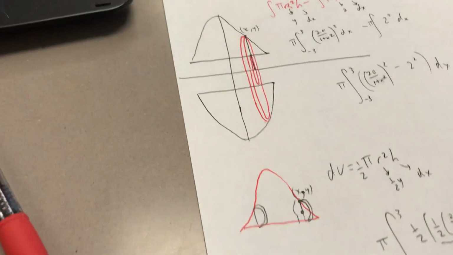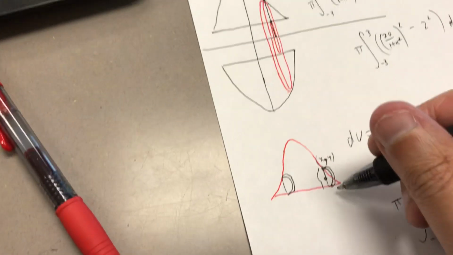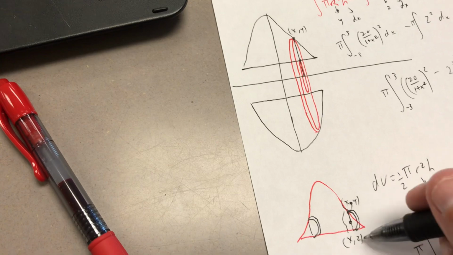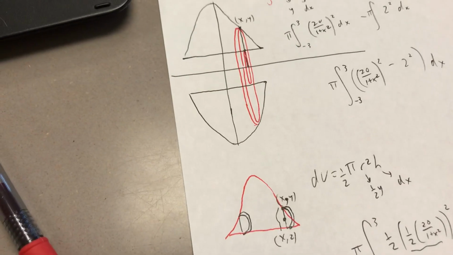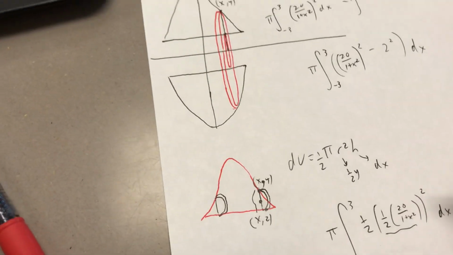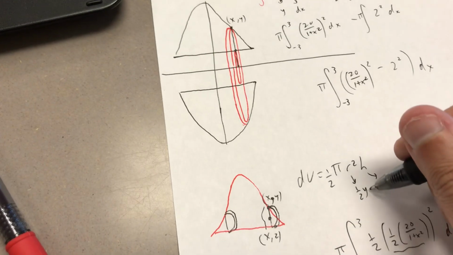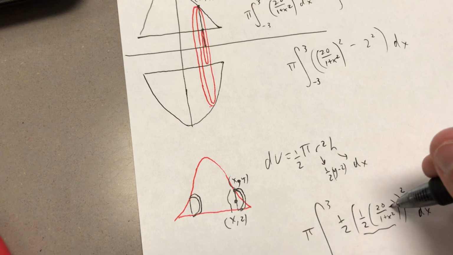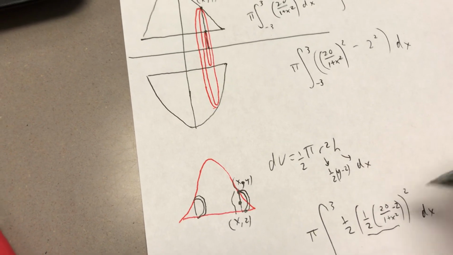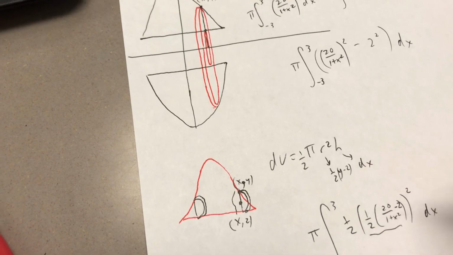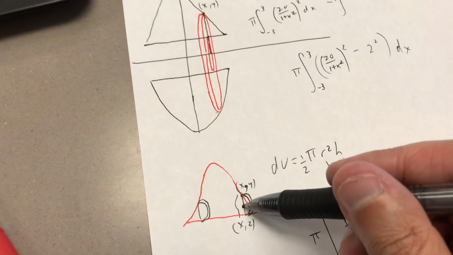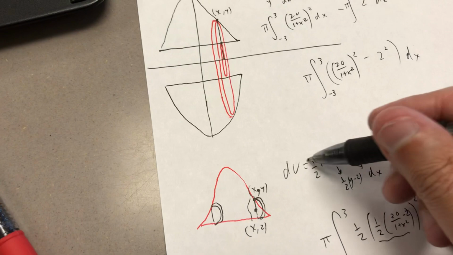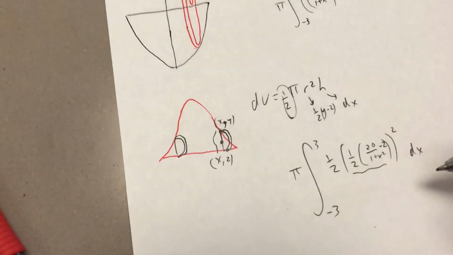I made a mistake. This isn't the x-axis. This is the point x comma 2. Y minus 2 is the radius. So it's going to be 1/2 of y minus 2. I'm going to have 20 over 1 plus x squared minus 2 is my radius. I'm taking half of that, because half of that length is the radius. Squaring this whole thing, that's the radius. And I'm taking half of that because it's a half circle, okay?